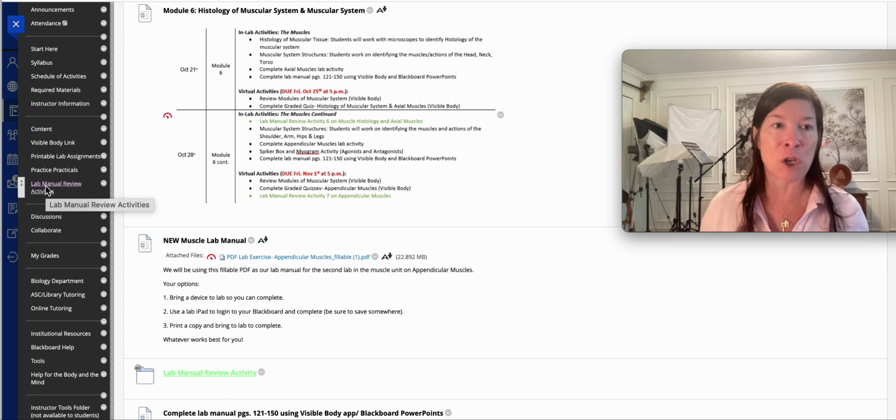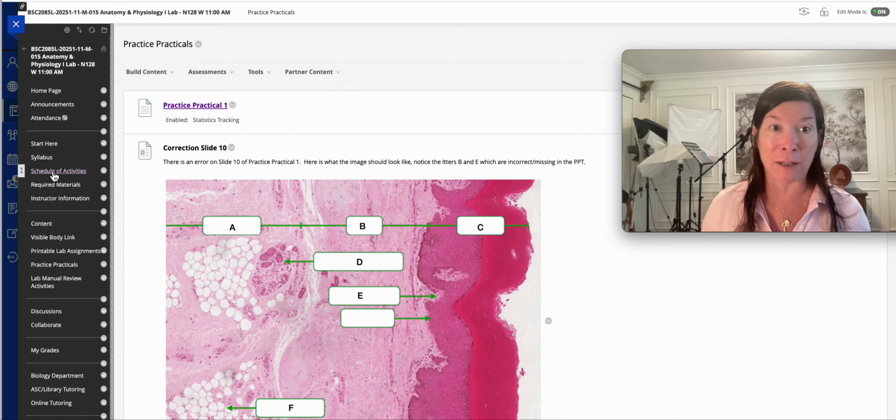So definitely use those. And then don't forget about the practice practicals. So if you scroll down, we're in practical 3 right now. So there's one practice practical on the histology and axial muscles, and then a second one on the appendicular muscles. Now, let me just give you one last hint about how to use these.